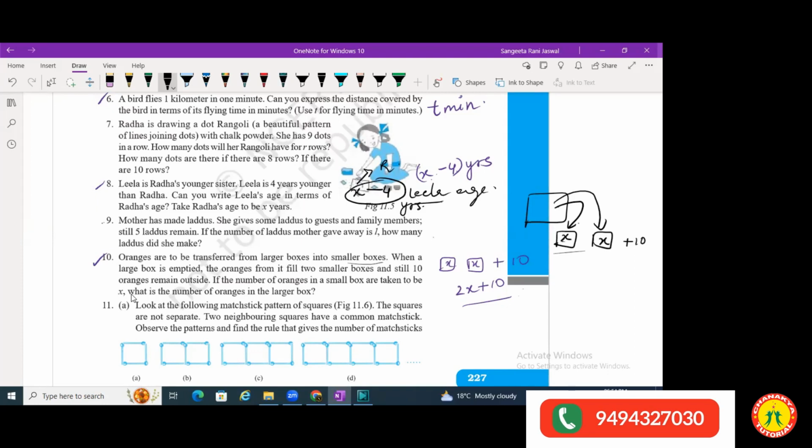So what were the total number of oranges in the larger box? That was x plus x plus 10, no? Total oranges in the larger box are 2x plus 10, because all this came out of the bigger box, no? So this was x plus x plus 10. That means it was 2x plus 10. Yes, ma'am. All this came out of the bigger box. Okay.